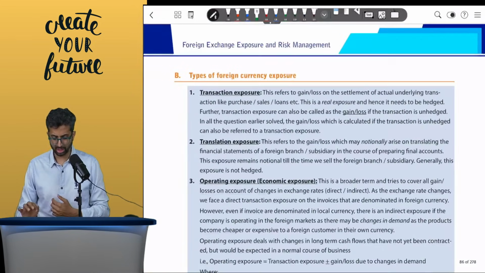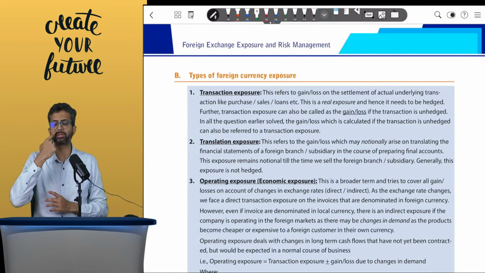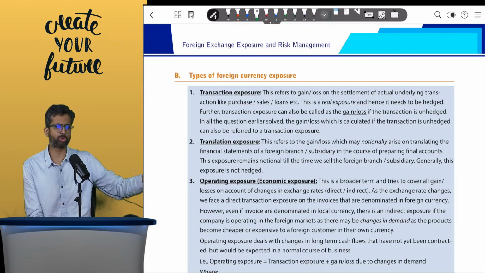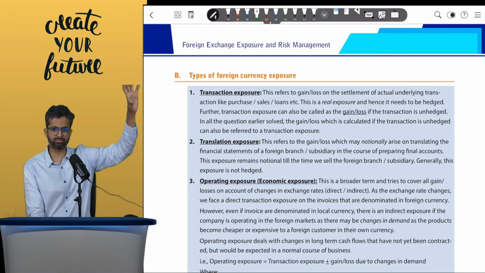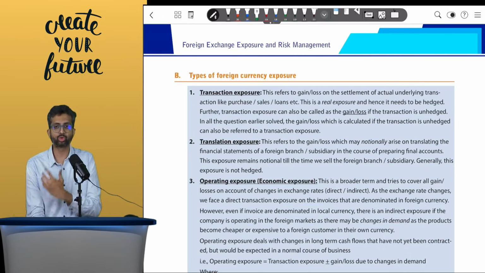Then there is transaction exposure. There are three types of exposure. The first is transaction exposure, which is nothing but the gain or loss if the transaction remains unhedged. Then translation exposure, which is just an exposure on books or on paper if a foreign currency trial balance or balance sheet has to be translated. Generally, people don't hedge for it unless they plan to sell the foreign operation.